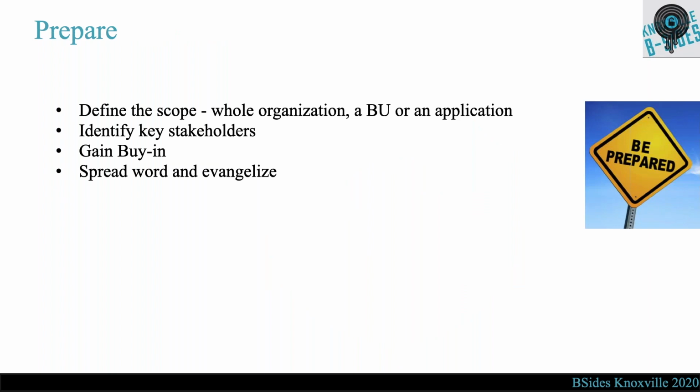So let's look at the first phase, which is the prepare phase. The prepare phase, in my mind, is the most critical phase for the success of SAMM application in your particular organization. It consists of 4 activities. The first one is to define the scope. Before you even start implementing SAMM, you have to determine, do you want to apply SAMM to the whole organization, a particular business unit, or some particular applications or projects? The reason for that is the scope really determines the amount of work that needs to be done, as well as what kind of buy-in you need to receive.